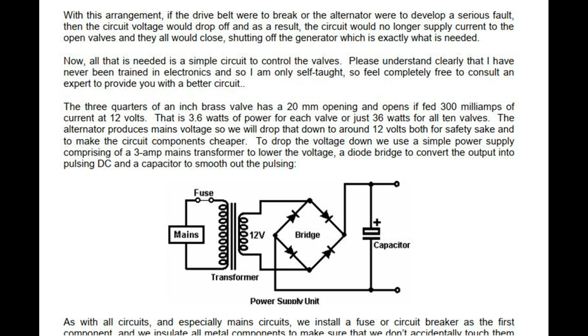The 3/4-inch brass valve has a 20 mm opening and opens if fed 300 mA of current at 12 volts. That is 3.6 watts of power for each valve, or just 36 watts for all 10 valves. The alternator produces mains voltage, so we will drop that down to around 12 volts both for safety's sake and to make the circuit components cheaper. To drop the voltage down we use a simple power supply comprising a 3 amp mains transformer to lower the voltage, a diode bridge to convert the output into pulsing DC and a capacitor to smooth out the pulsing.